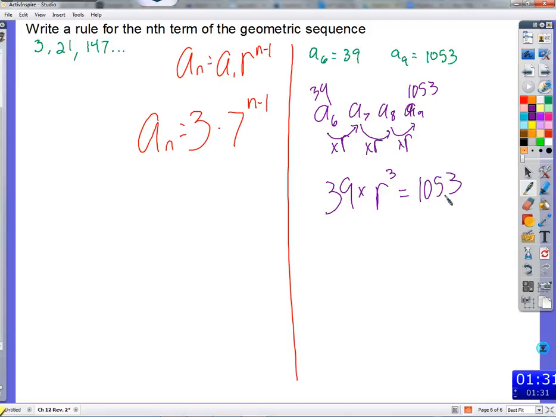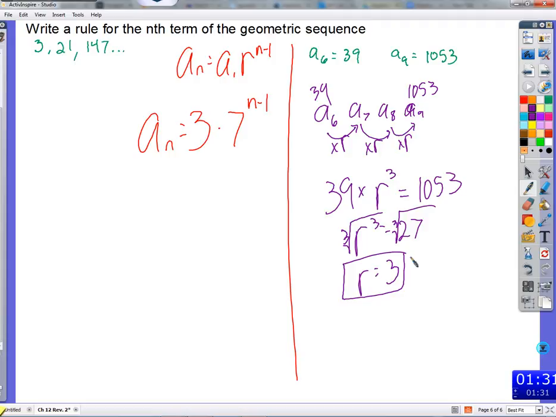Divide by 39. R cubed equals 27. How do we find R? Take the third root. R equals 3. Okay, R equals 3.